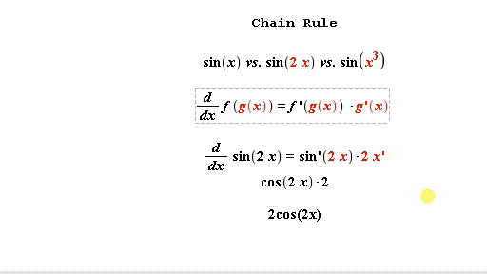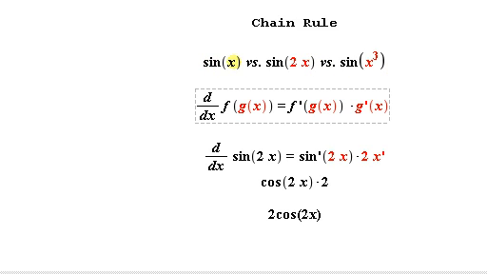Now the chain rule is used whenever you have a function inside of another function. What I mean is, with sine of x versus sine of 2x, and sine of x cubed, they're all different. The ones in red are functions within another function.